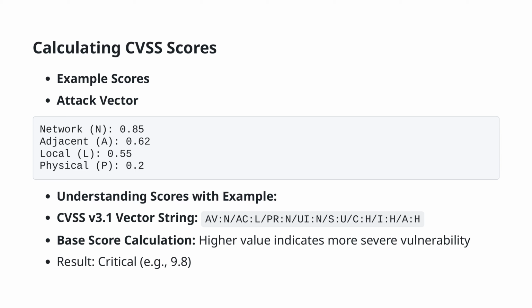We then look at a CVSS v3.1 vector string, exemplified as AV:N/AC:L/PR:N/UI:N/S:U/C:H/I:H/A:H. This string breaks down how different factors contribute to the overall base score, which is then calculated to determine the severity of the vulnerability. In this example, the base score is 9.8, categorized as critical, signifying a highly severe vulnerability needing immediate attention. The higher the base score, the more critical the vulnerability, helping security teams prioritize their responses effectively.